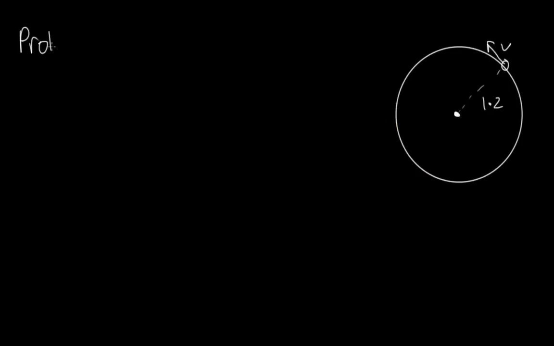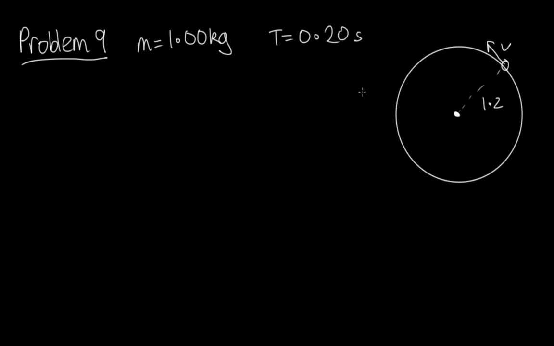Problem 9. So in this problem, we have a 1 kilogram mass. And we're told that it travels around a circular path with a radius of 1.2 meters. And the period of the motion is 0.20 seconds.